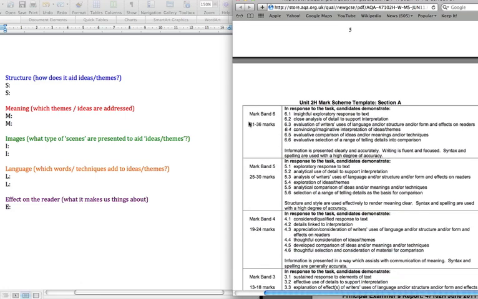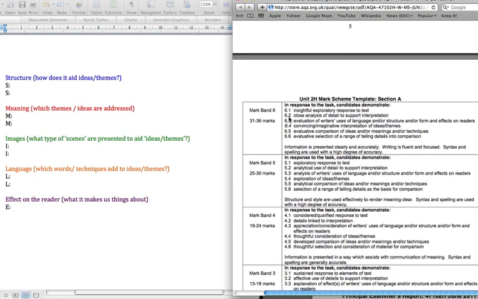So let's look then at the top band mark scheme for section A and see whether SMILE satisfies it. Remember, all I'm asking you to do is be able to do PE and know that you're going to analyse, and then use SMILE on top of it, and let's see if it hits all the criteria. 6.1, insightful exploratory response to the text. That just means you go all the way through the text and come up with lots of ideas.